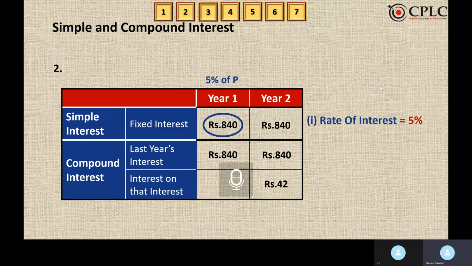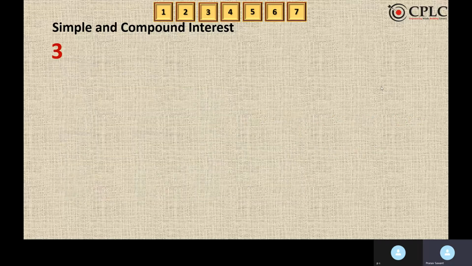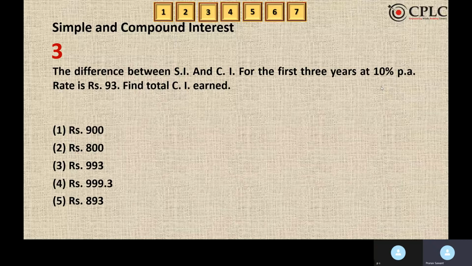Now, by applying a formula, the formula is difference for the second year is equal to R percent of P or R percent of first year. So 840 is equivalent to 5% of P. P is the principal. So the value of P is rupees 16,800. Moving to the next question.